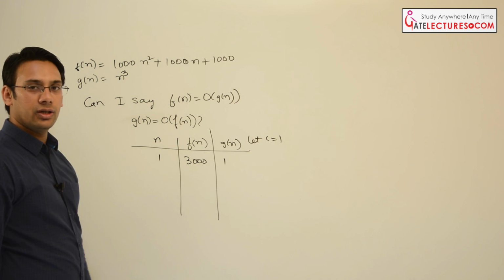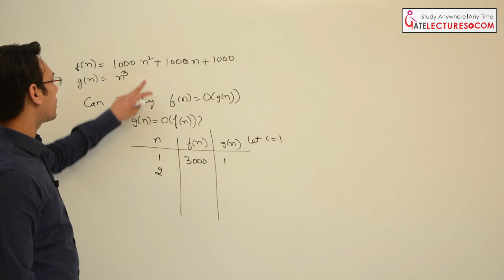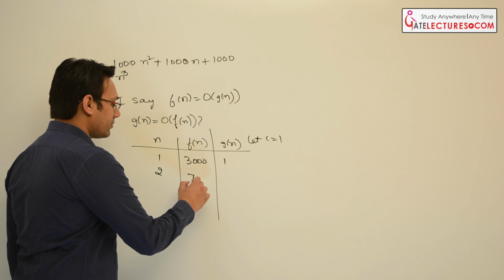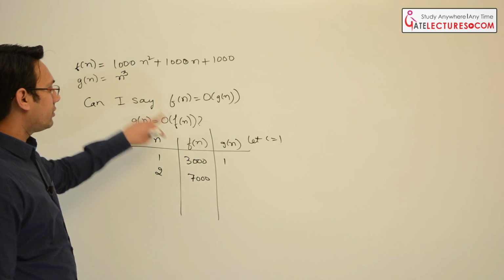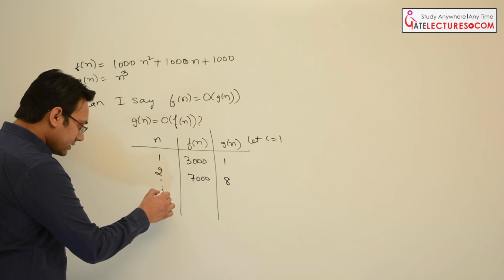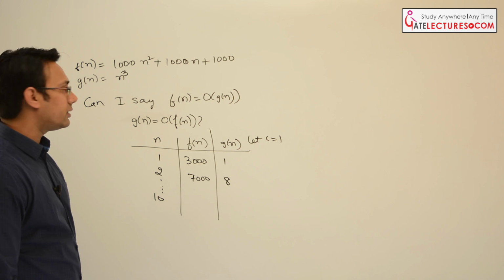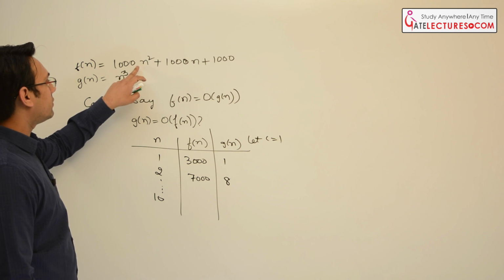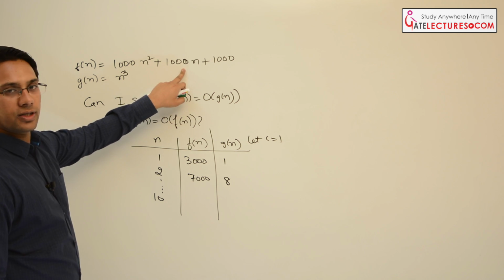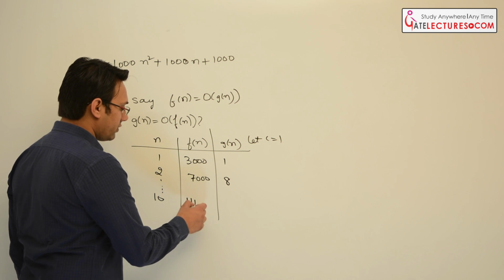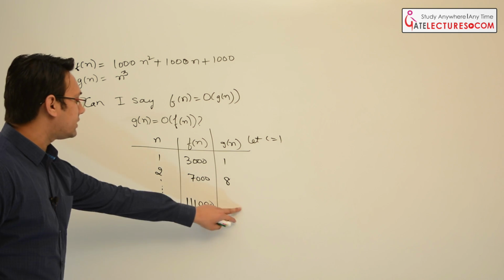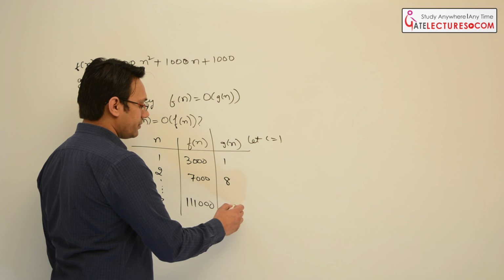If I take the value of n as 2, then this value will become 4000 plus 2000, 6000, plus 1000 is 7000, and this value will become 8 only. Now if I increase the value, let us suppose n is 10. In that case, this value will become 10 into 100 is 1000, plus 1 lakh, 10,000 plus 1000, that is 111000, right? And this value will become 1000.